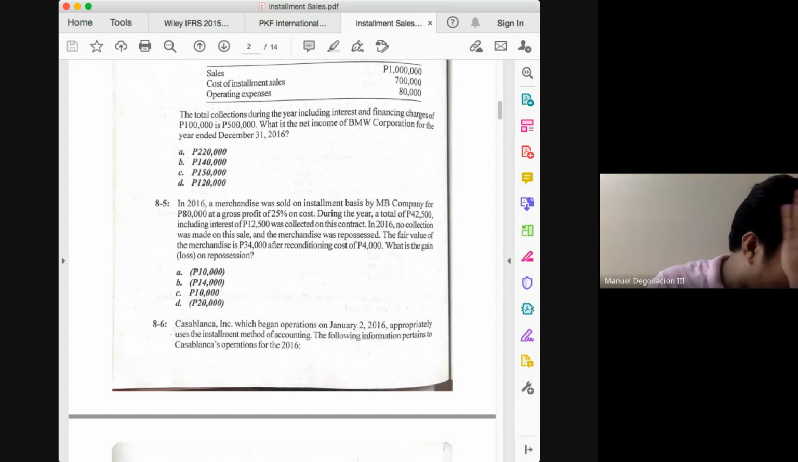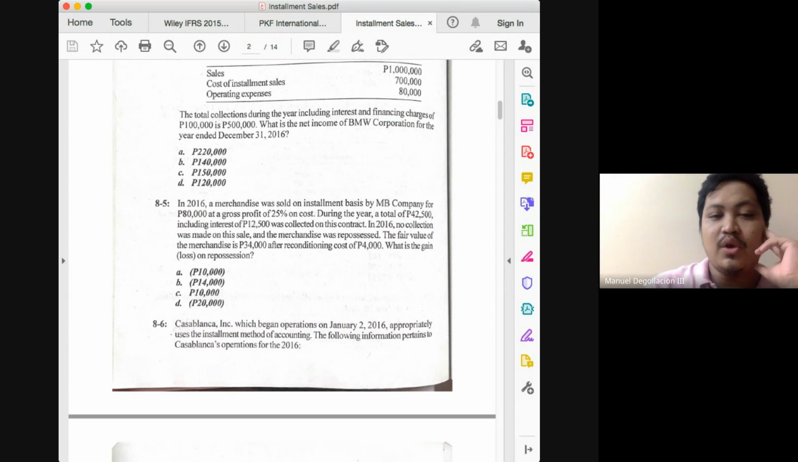Or if you want a rule, if market value is lower than the unrecovered cost, then that's a loss. If market value is greater than the unrecovered cost, then that would be a gain. Okay, but if you'll be asked how much will be the gain or loss on repossession, you just get the difference between the market value and the unrecovered cost. Okay.